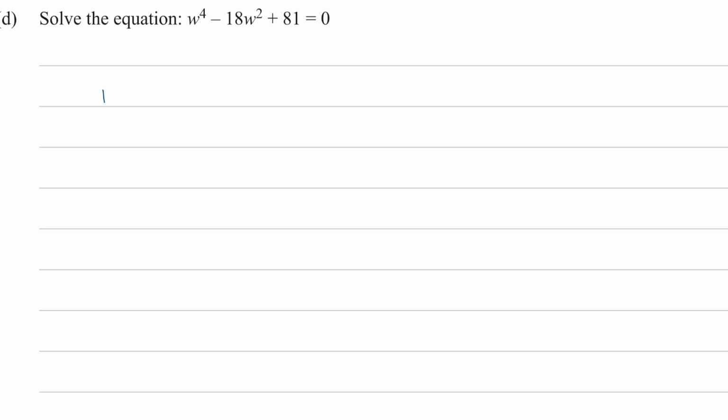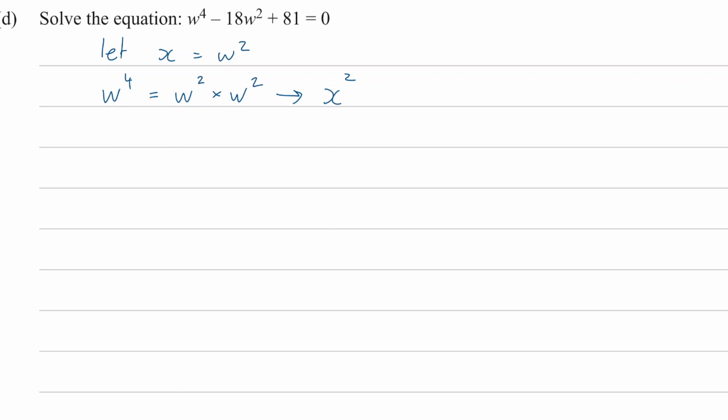So w to the power of 4 is actually w squared times w squared, right, when you combine the powers. So we can replace that. So let's say let x equal w squared. Now we replace w squared with x, and since there's w squared times w squared, we can replace that with x squared.